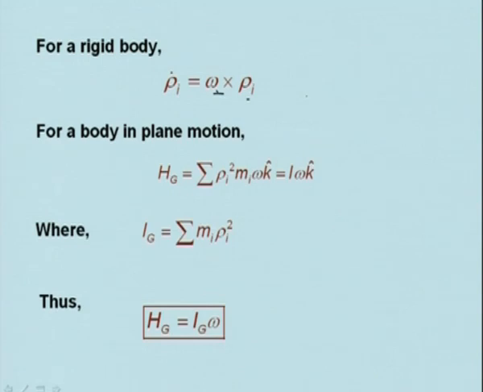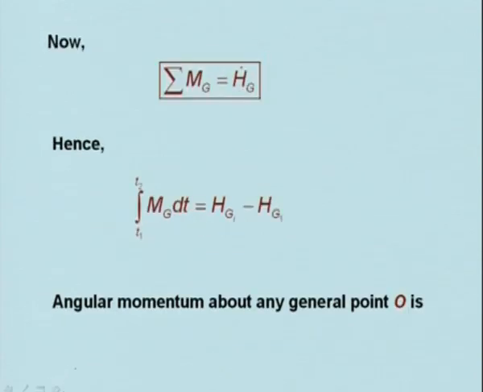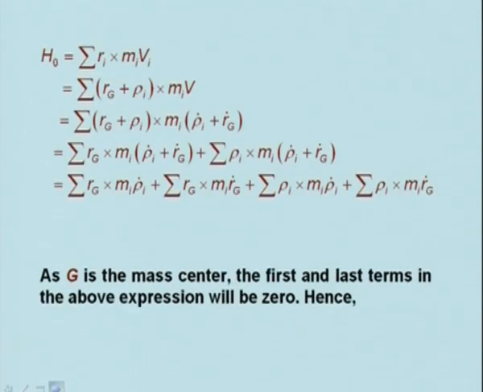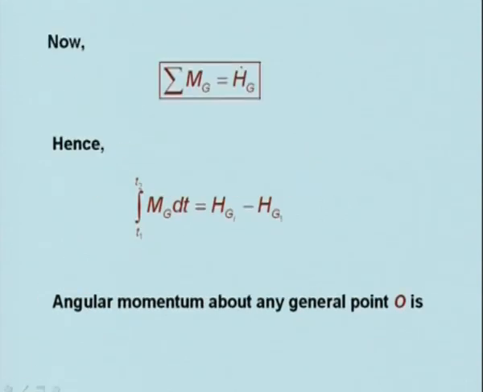Now Ig is equal to sigma mi rho_i squared, that I can write as Ig. So therefore Hg is equal to Ig omega, that expression we get, and sigma Mg is equal to H dot g, which we already have. Hence if we integrate from T1 to T2, the integral of Mg dt is equal to Hg2 minus Hg1. That means if we can find the impulse of the moments, then that is the change in the angular momentum.